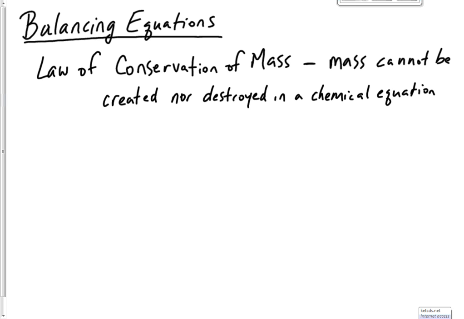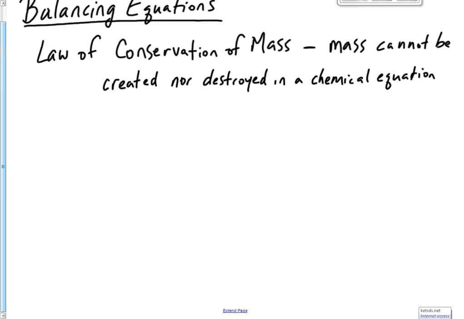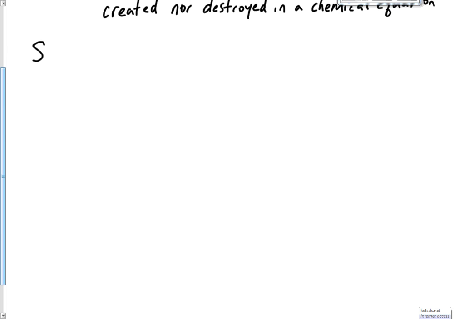Whatever you have on the left, you have to have on the right. That's what we talked about, all the reactants and the products matching each other. So step number one is to write the skeleton equation.